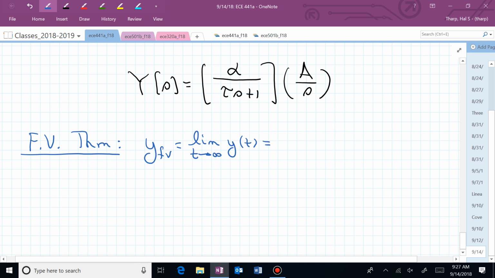That's where the output is going as t goes off to infinity. But the final value theorem is nice because now we can apply it to the S-domain version of the expression for y. And that is that we can now say that's equal to the limit as s goes to 0 of s times capital Y of s.